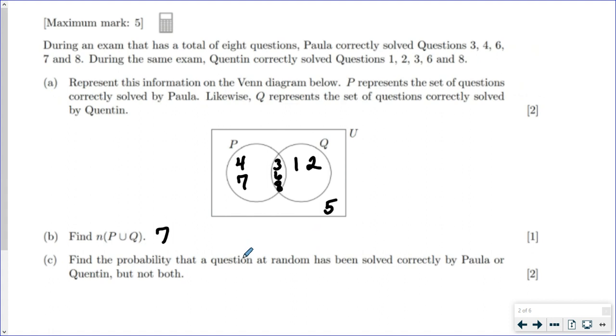Find the probability that a question at random has been solved correctly by Paula or Quentin, but not both. Well, 4 and 7 were solved correctly by Paula, but not Quentin. 1 and 2 were solved correctly by Quentin and not Paula. So that's a total of 4 of them out of the 8 questions. So 4 out of 8. Of course, if you want to reduce that to 1/2 or 0.5, you're more than welcome to, but you don't have to reduce.